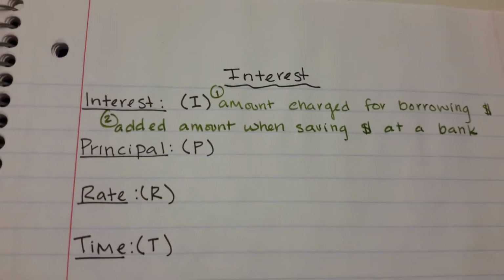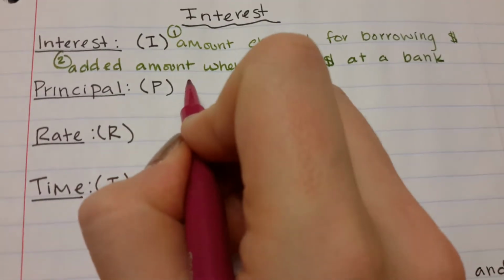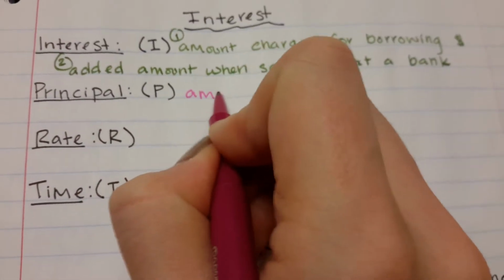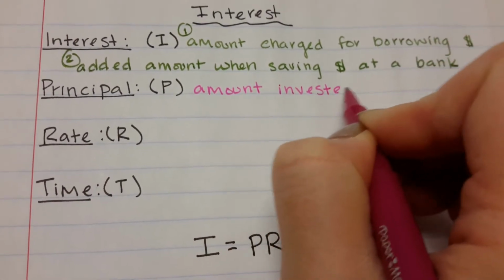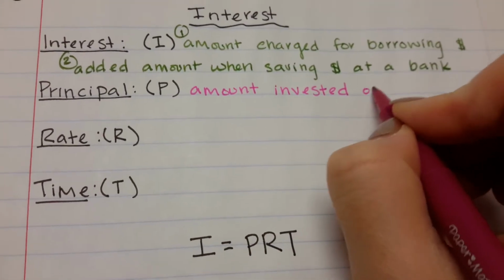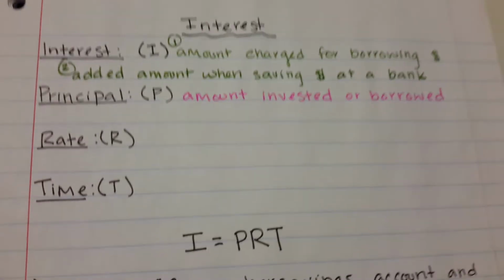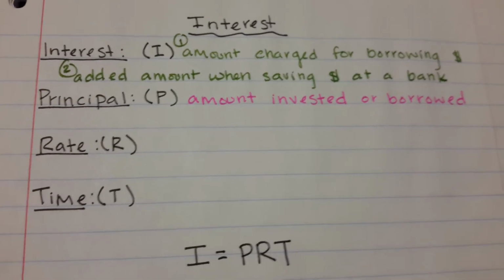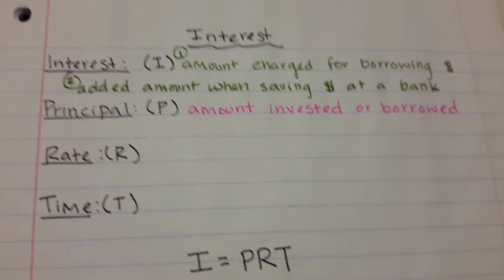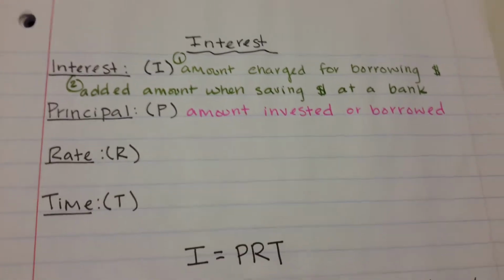Let's keep going. Next one is principal. And this is the amount invested or borrowed. Okay, again, depending on the problem, it's the initial amount. So if I borrowed $50,000 to buy my house, that would be the principal, the amount we borrowed.